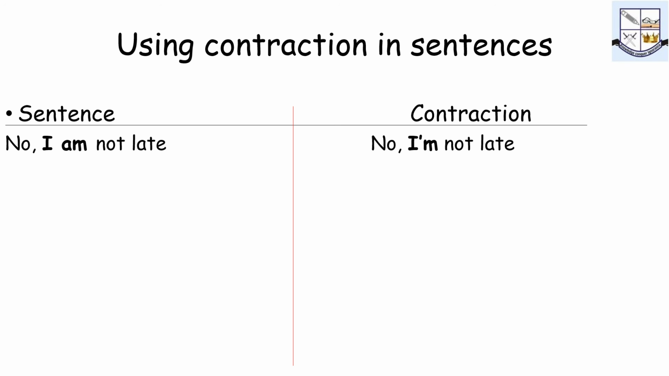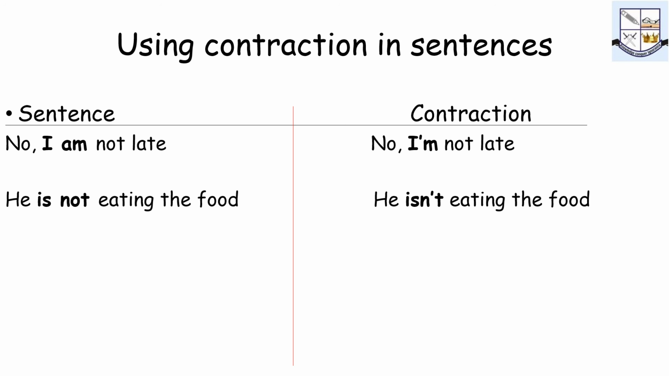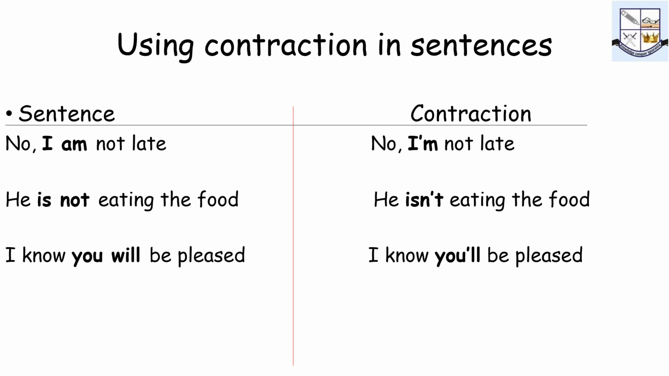No, I am not late. The contraction will be: no, I'm not late. He is not eating the food. The contraction will be: he isn't eating the food. I know you will be pleased. The contraction will be: I know you'll be pleased.